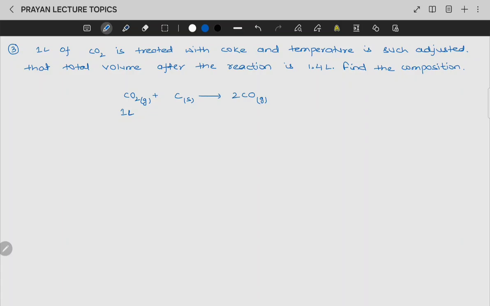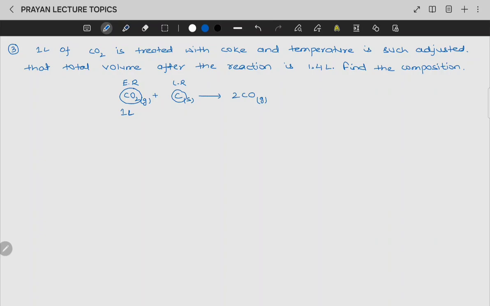And if 2 liter of CO was formed, then the total volume once the reaction is over should be 2 liter. But in the question they have said that the final volume is not 2 liter, rather it is 1.4 liter. This simply means that CO2 is not our limiting reagent. And if CO2 is not the limiting reagent, it means CO2 is our excess reagent and carbon in this case is our limiting reagent.